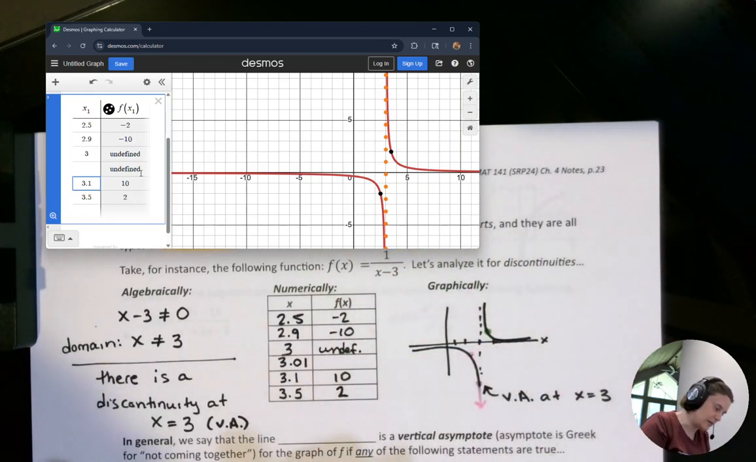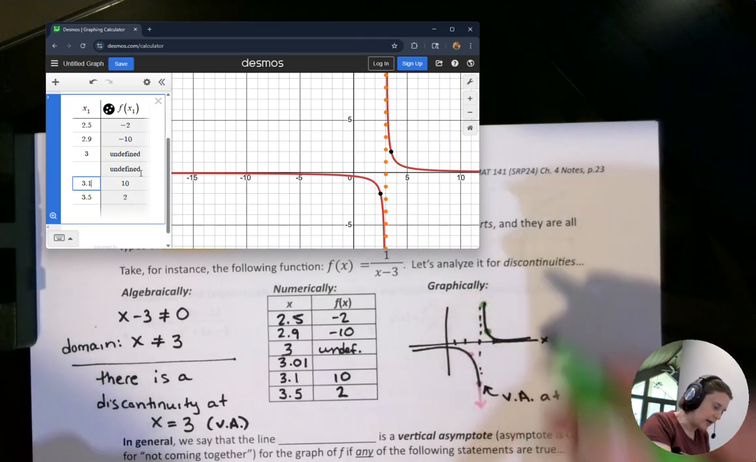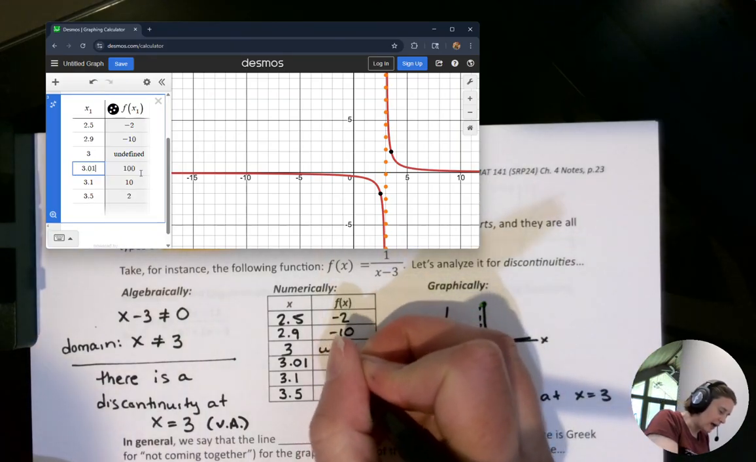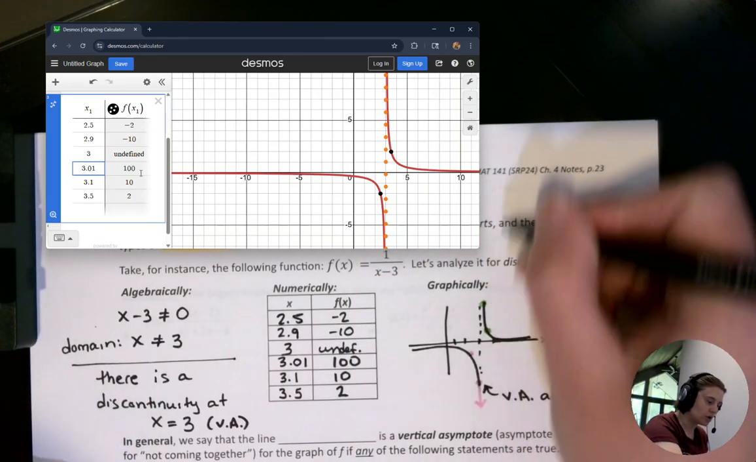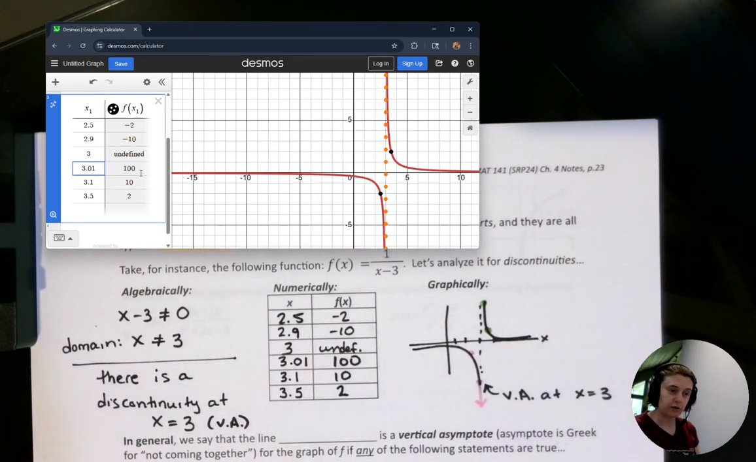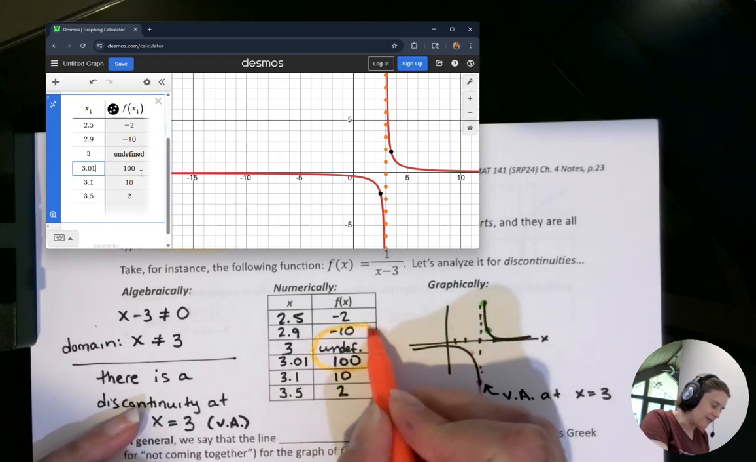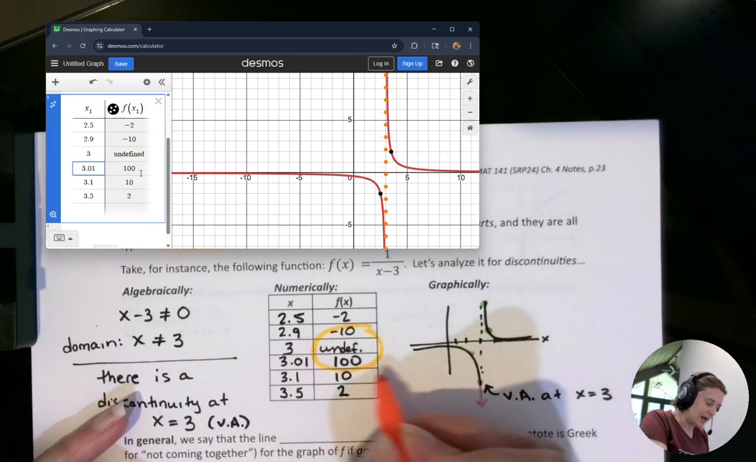Not surprising, lots of symmetry here. So now we're up at a higher height of 10. And if I get really, really close and do, say, 3.01, we see that we are at 100. And so again, so high. And that's really showing that as I get closer and closer to 3, I'm going to have that vertical asymptote. My values are going to grow infinitely large positive and also infinitely large negative on the other side, making that asymptote. So numerically, this is the way that we would be able to show that there was a discontinuity. We're showing that around that value, we get really big negative and really big positive.